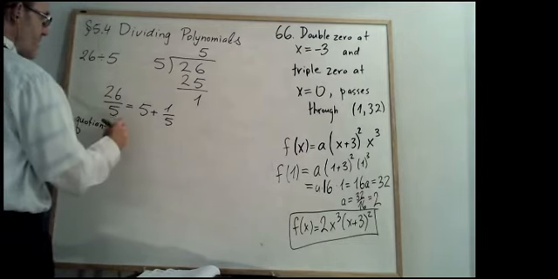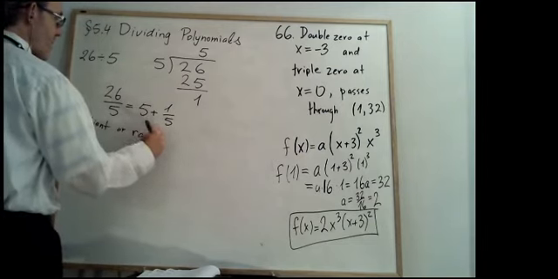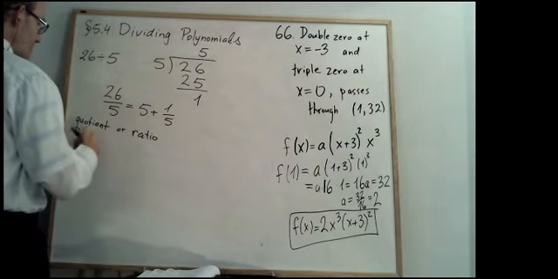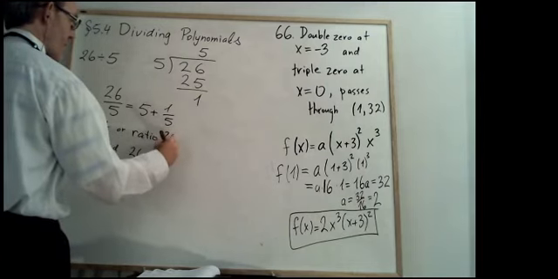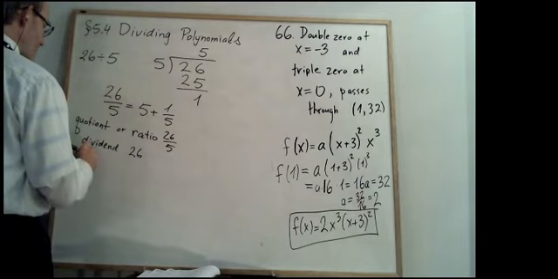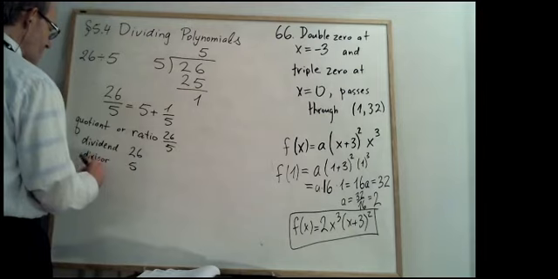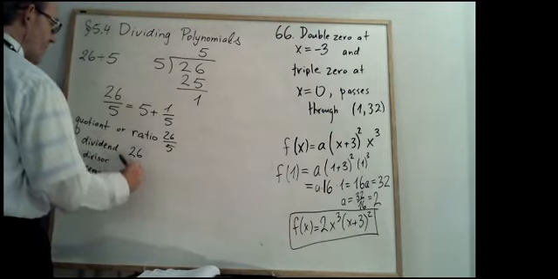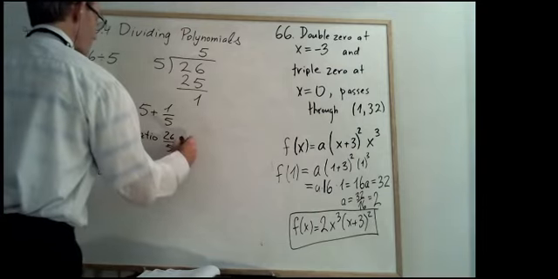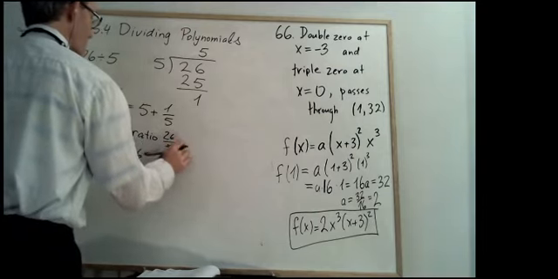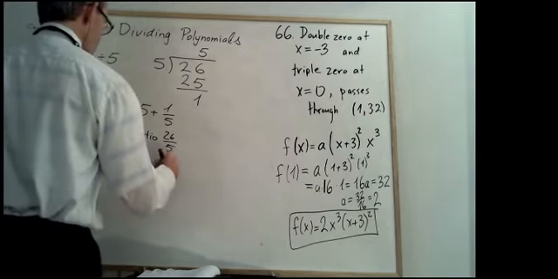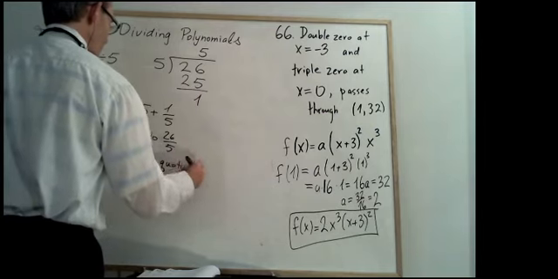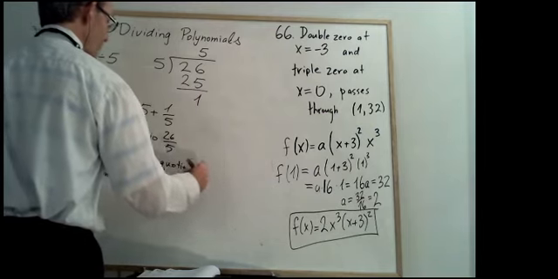Quotient is a ratio. The dividend is 26. The divisor is 5. The remainder is 1. Okay, so the quotient without a remainder is going to be 5.